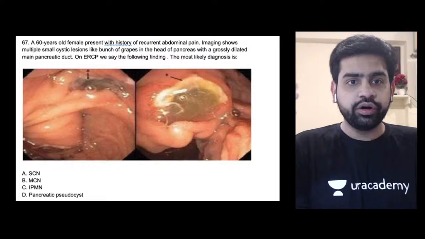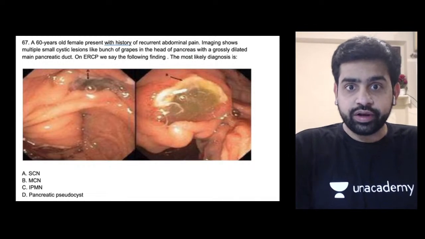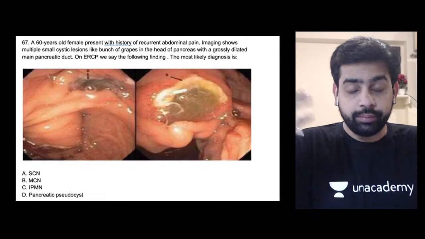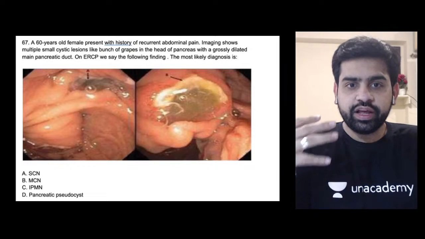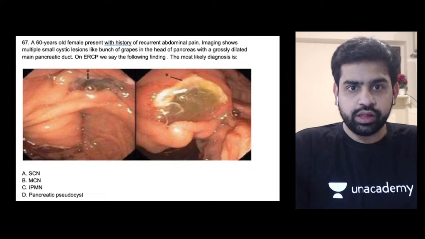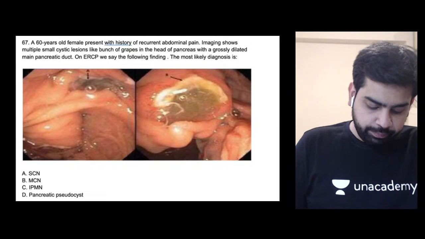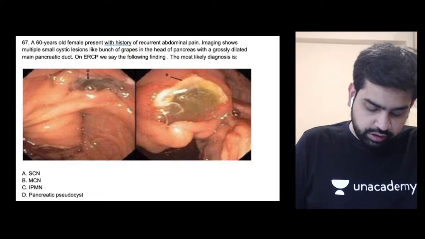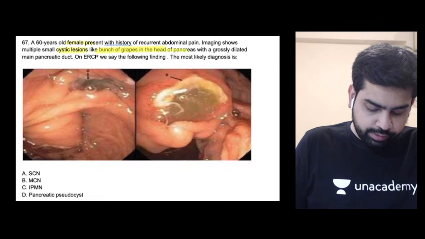So here you have a 60-year-old female who presented to you with a history of recurrent abdominal pain. On imaging, you saw that there are multiple small cystic lesions which are giving an appearance of a bunch of grapes in the head of the pancreas. So I'll just highlight this particular part. What you're basically seeing is a cystic lesion. A 60-year-old female came with abdominal pain. Imaging showed a cystic lesion of the pancreas, and in that, what you saw? You saw a bunch of grapes in the head of the pancreas.